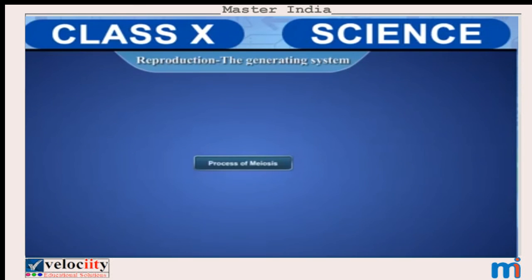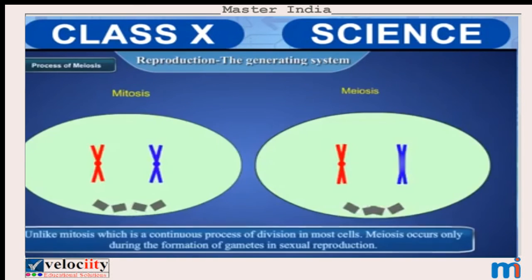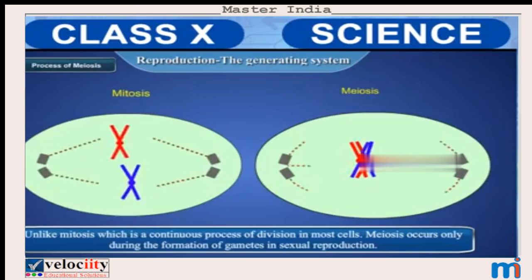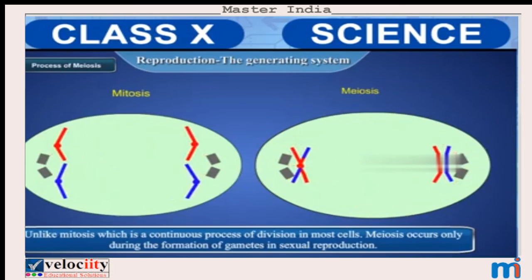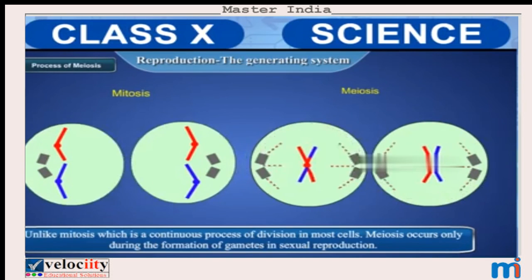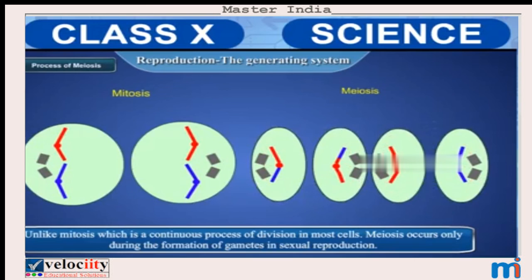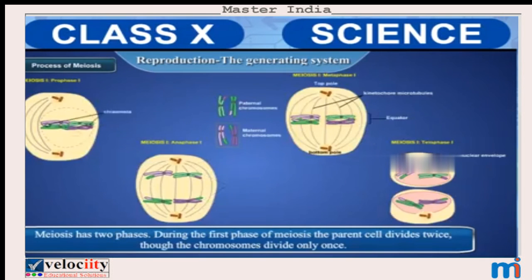Process of meiosis. Unlike mitosis, which is a continuous process of division in most cells, meiosis occurs only during the formation of gametes in sexual reproduction. Meiosis has two phases. During the first phase of meiosis, the parent cell divides twice, though the chromosomes divide only once.